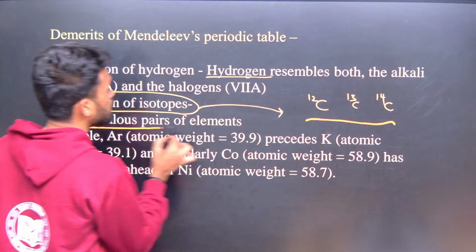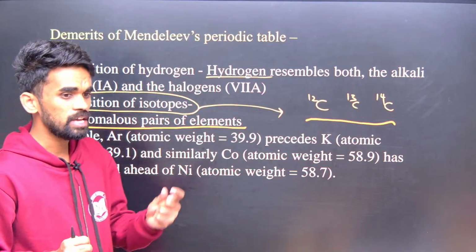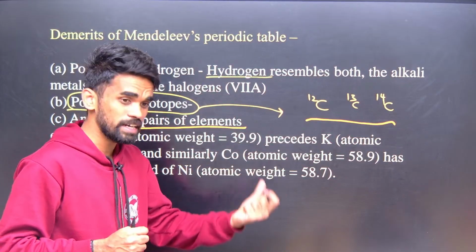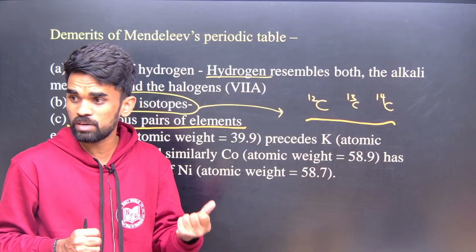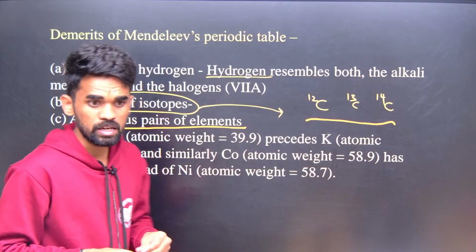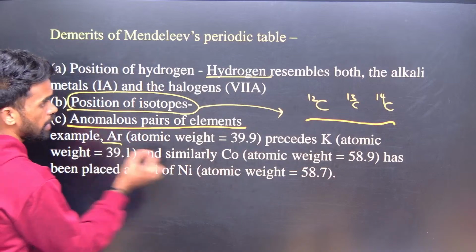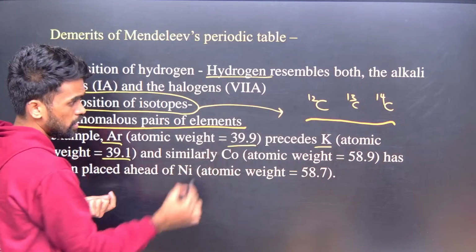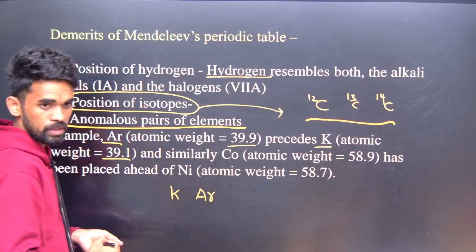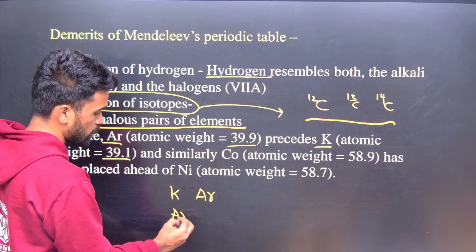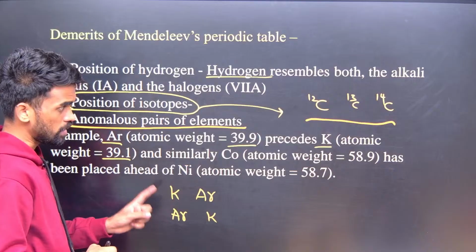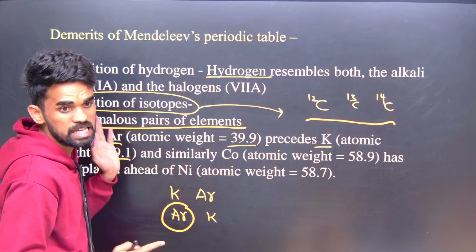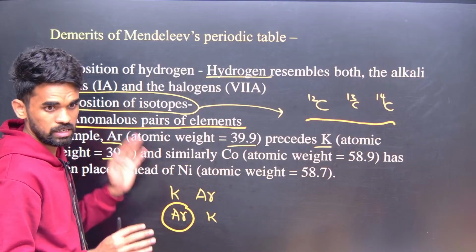Next, anomalous pairs of elements. In his table there were some elements arranged in contradiction to his classification. He classified based on increasing atomic mass. But there are some elements, like argon and potassium. Potassium has a smaller mass number than argon, so potassium should come first, then argon. But in his table argon came first, potassium next. It means the bigger atomic mass is arranged first, then the smaller one, which contradicts his classification. This is also a demerit.